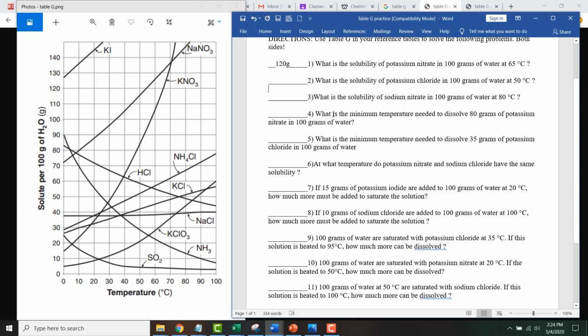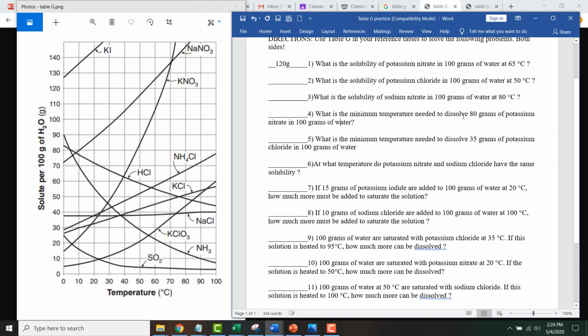Number 4, pretty similar. What is the minimum temperature needed to dissolve 80 grams of potassium nitrate in 100 grams of water? Now, the process is the same, but now I'm asking you what the temperature is. Here we were asking you what the grams were. So we're going the other way around because now it's giving you grams where before I gave you the temperature. So now I got to find my grams first with my chart, and then we need to go to the temperature. We're going to use potassium nitrate again.